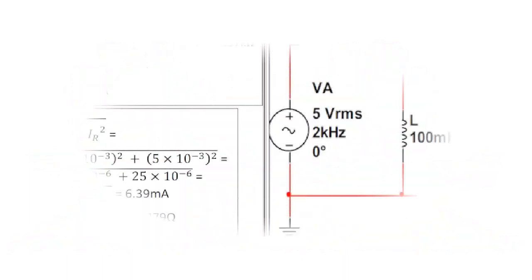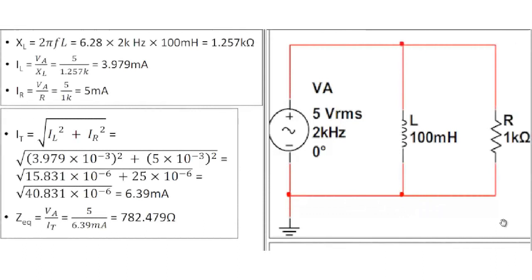This is going to be an explanation of a parallel inductor resistor circuit. On the right hand side we have the circuit. We have a 100 millihenry inductor in parallel with a 1 k ohm resistor in parallel with a voltage source of 5 volts RMS with a frequency of 2 kilohertz and a 0-degree phase.